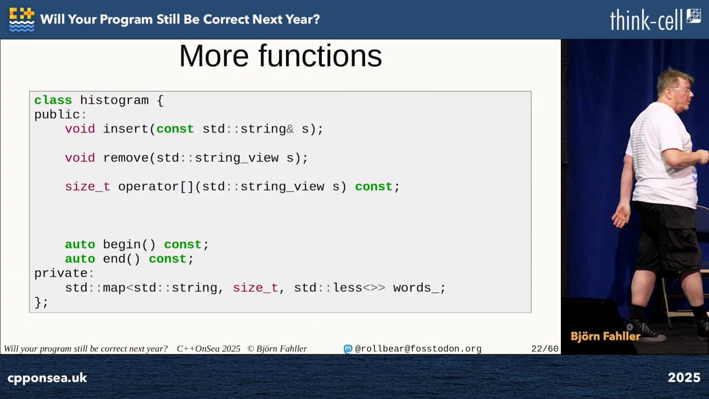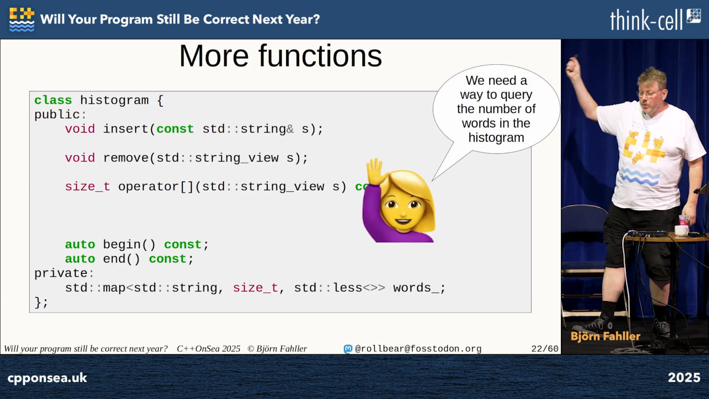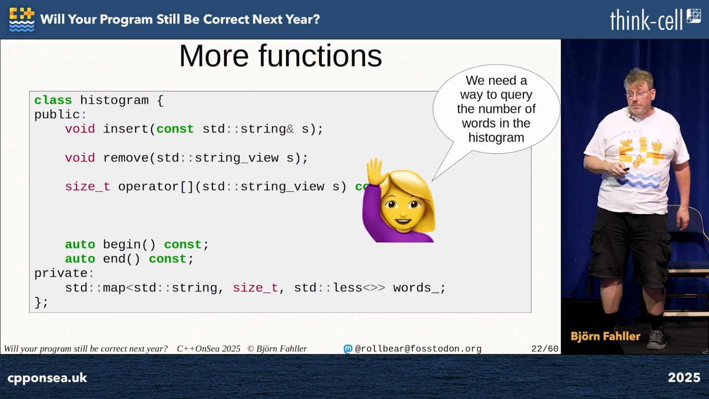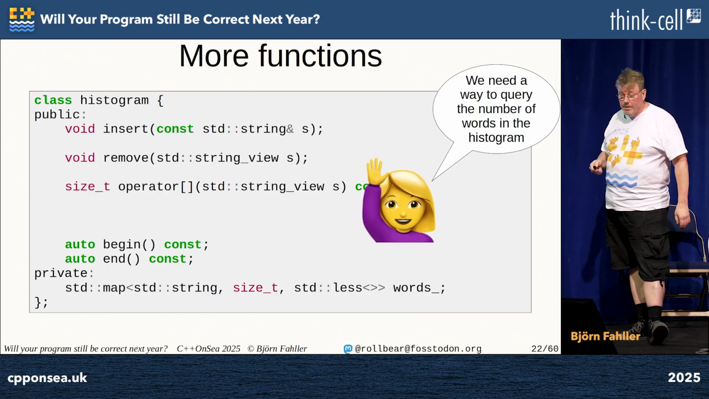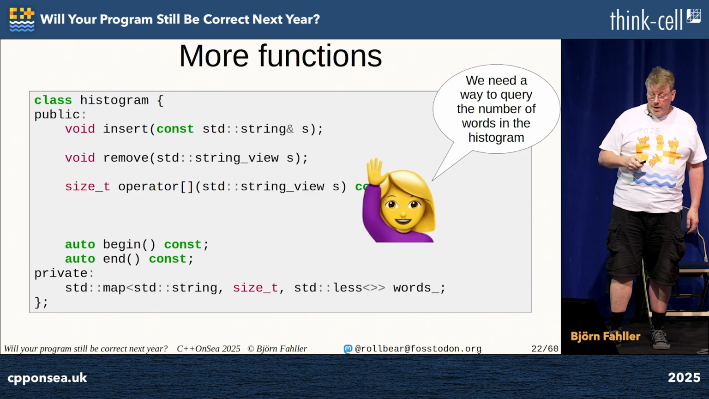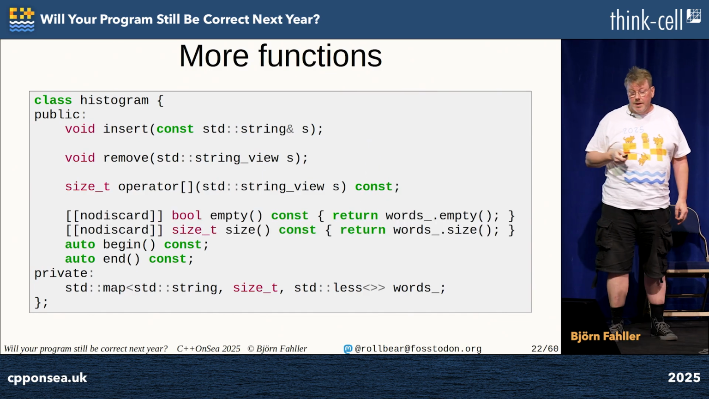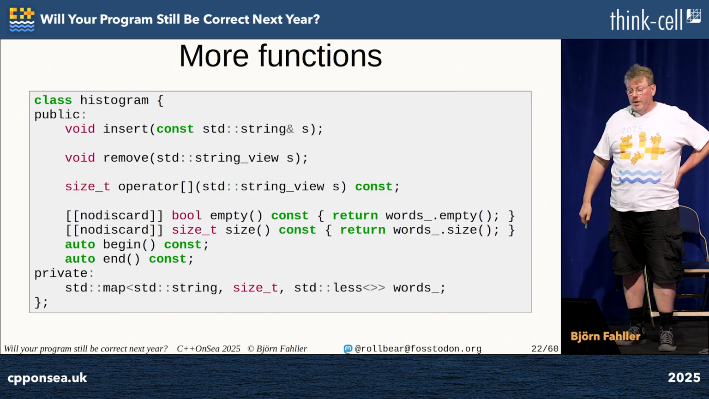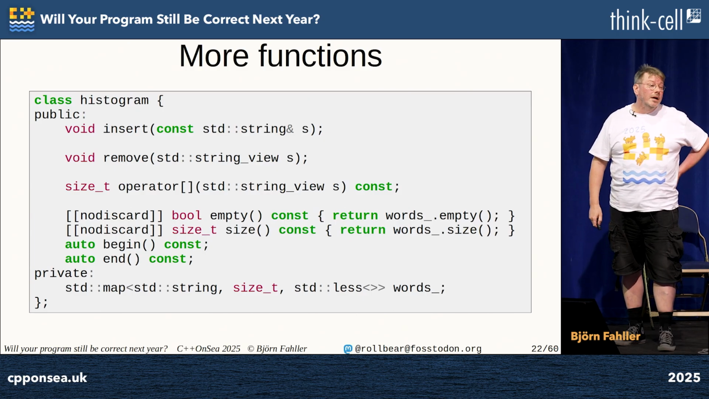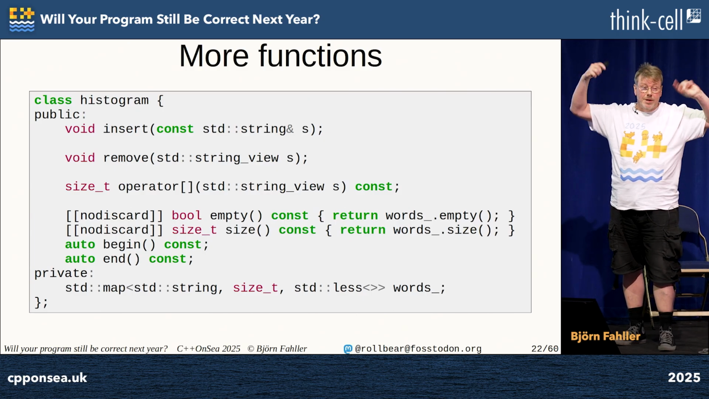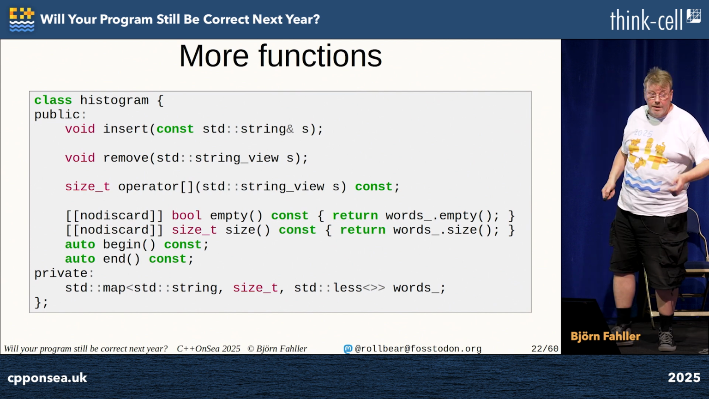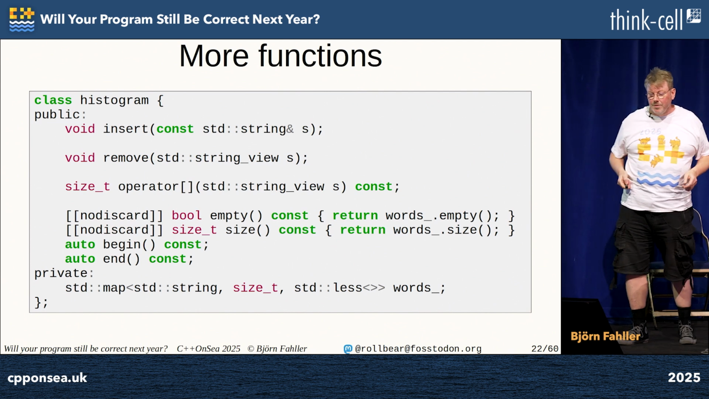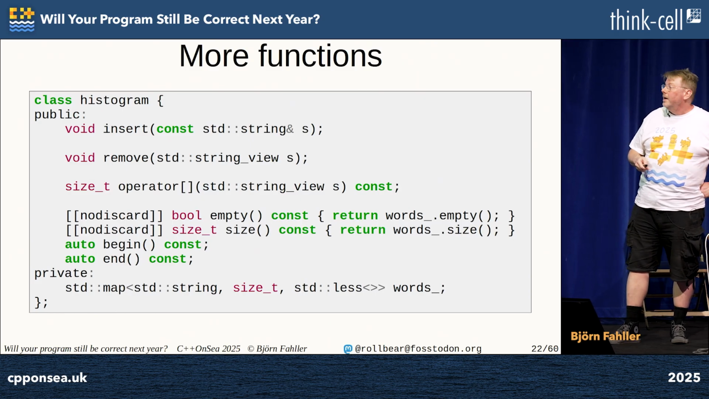So, more functions. We need a way to query the number of words in a histogram. It's a reasonable thing to be able to ask. So let's add a size and empty function, and forward them to size and empty. By the way, if you have questions, just try to raise my attention and shout it out. We can take questions at the end also, but don't be afraid to interrupt me.